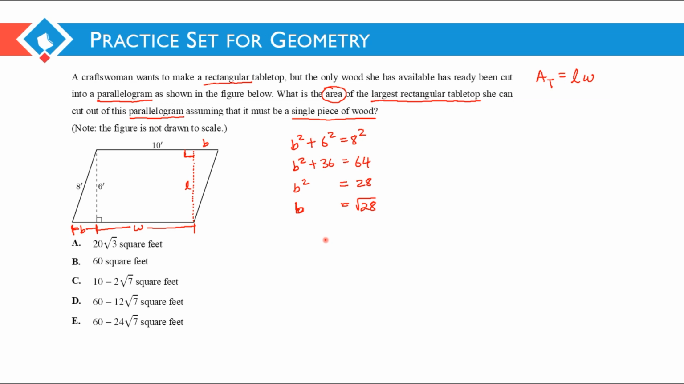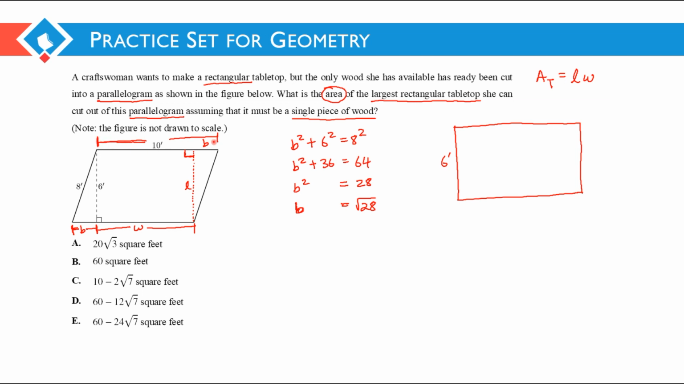So we have almost all the information we need. Let's set up our rectangular tabletop. The length of this rectangular tabletop is going to be equal to this L right here, which is the same as this height right over here. So this is going to be 6 feet. And we know this measurement right over here, this width for the rectangle, is going to involve this value of 10. 10 is all the way from here to here. That's 10 feet right there.